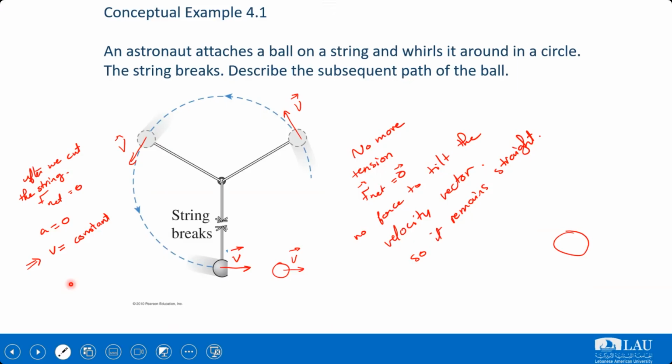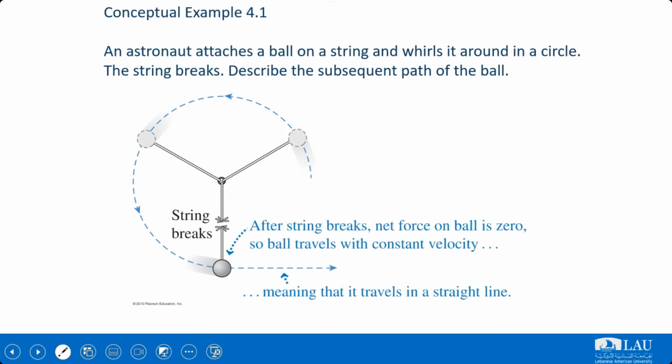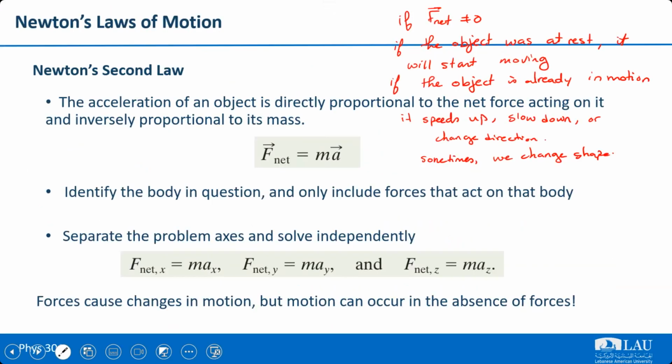I have another example here, but you can take a look at it yourself. Not very important. I will proceed to our second case, which is Newton's second law. In Newton's second law, we have a net force which doesn't add up to 0. So I have multiple forces acting on the object and they don't add up to 0. So what will happen in that case?